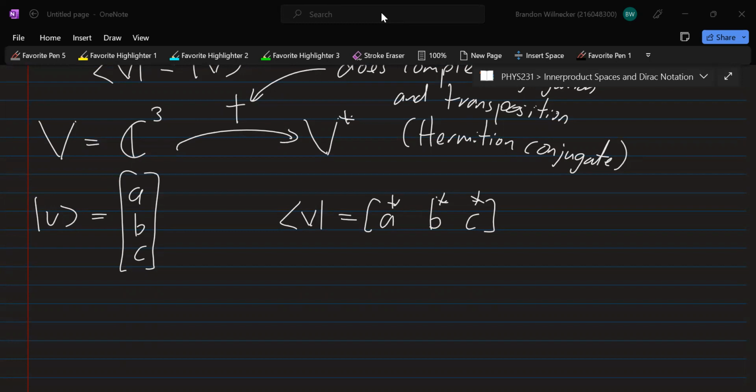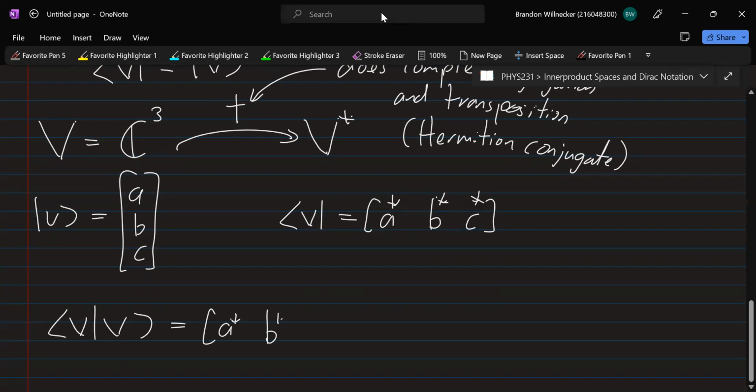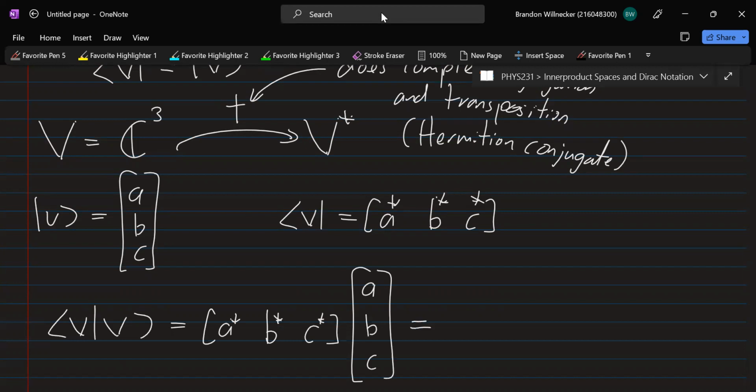If we take the bra V and then the ket V, we can literally write it as the row vector being multiplied with the column vector. So we have A star, B star, C star as our bra, and then we have A, B, C as the ket. We do the usual matrix multiplication, and this gives us A star A plus B star B plus C star C.